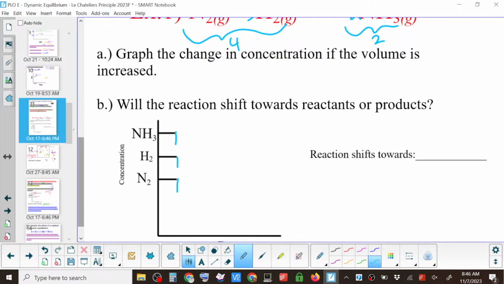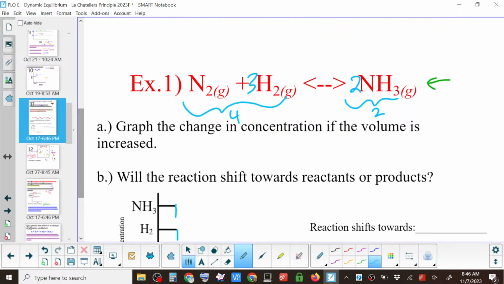Okay. So once they go down, which way will allow it to go up overall? Which side will give it the most particles? So it's going to shift that way. Yeah, it went to the left. Well, that's because this time it's increasing. If we increase the volume, what happened to the concentration? It went down. So we want to increase the concentration overall. We can increase this concentration by 4 by shifting that way and only take away 2. So a net increase of 2.